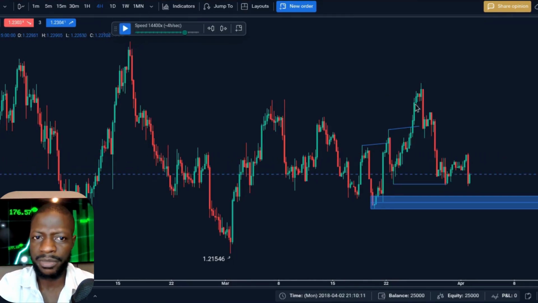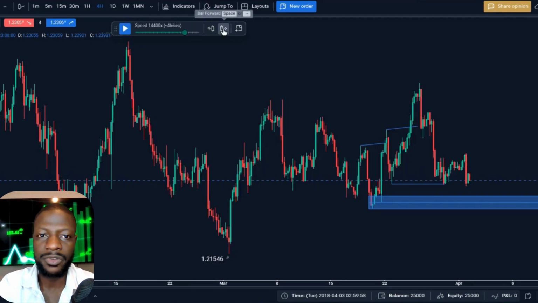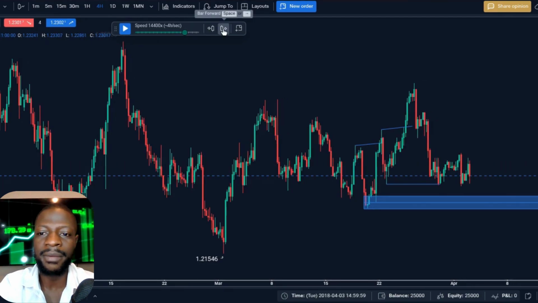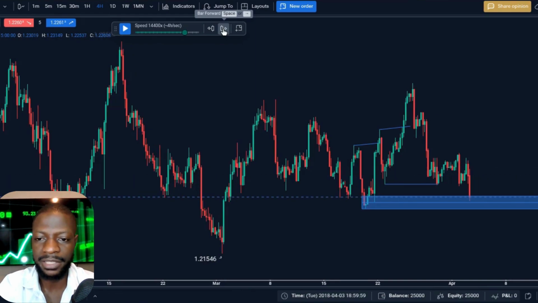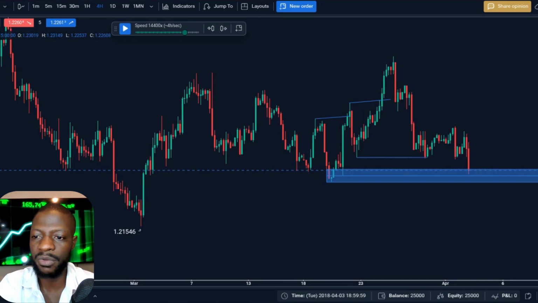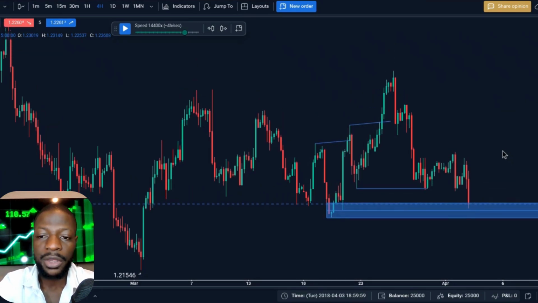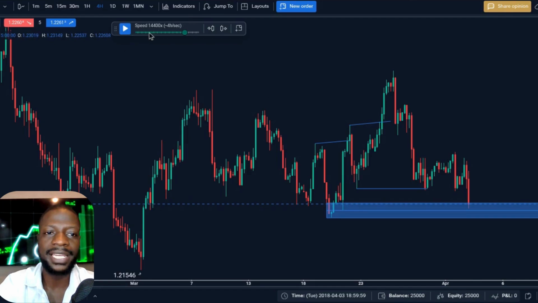So as the market is approaching my level, I'm going to be using this so that I'm able to actually see the reaction as the market is into this level right here. So you can see that the market is tapped into my area. But like I always say, you don't just jump in. You want to see how the market is reacting.